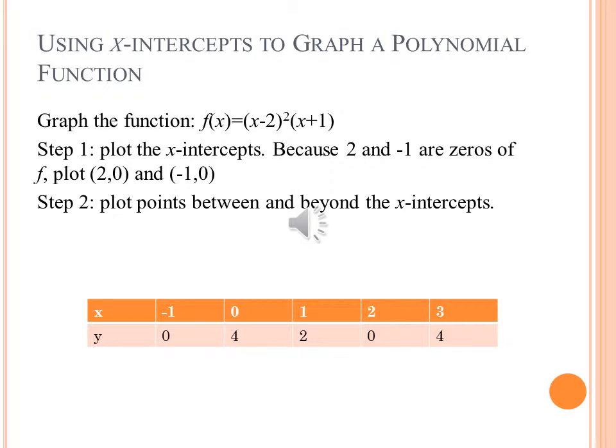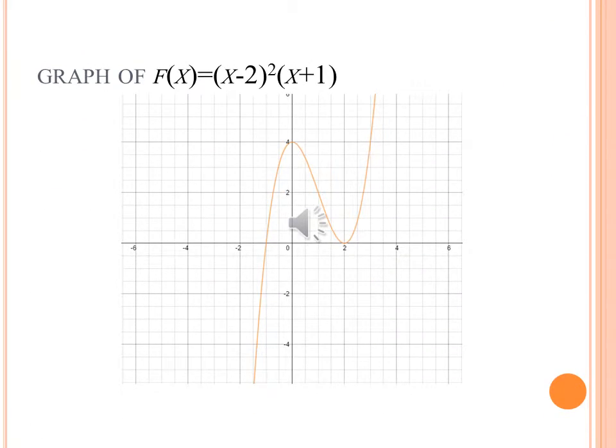The points that I plotted in this table are (negative 1, 0), the point (0, 4), the point (1, 2), the point (2, 0), and also the point (3, 4). As you can see, I used the points from the table to graph the function f of x equals, in parentheses, x minus 2 squared, and in parentheses, x plus 1.